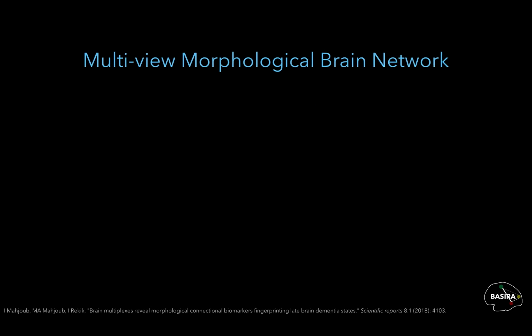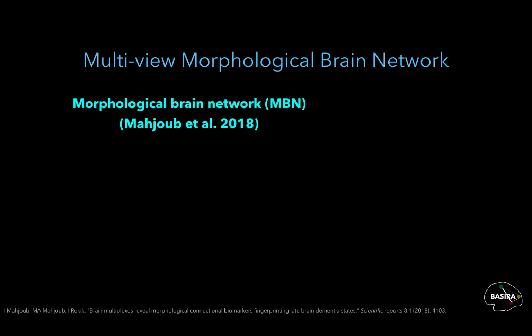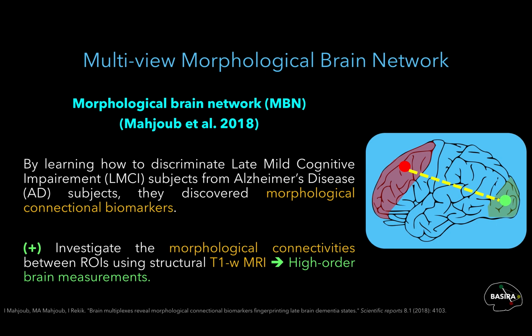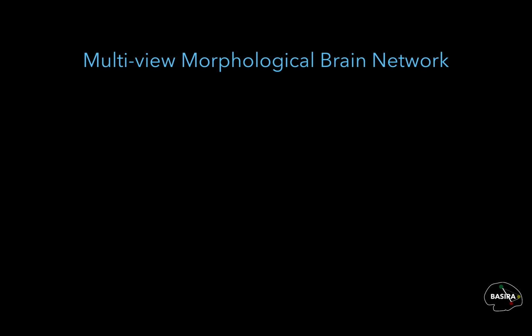So, morphological brain network was first introduced in the work of Mahjoub and co-authors in their Scientific Reports paper published in 2018. By learning how to discriminate late mild cognitive impairment (MCI) subjects from Alzheimer's disease subjects, they discovered morphological connectional biomarkers. They basically investigated the morphological connectivities between regions using structural T1 weighted MRI, and they explored the relationship between multiple brain connectivity morphological views, which capture the relationship between brain regions in morphological changes.